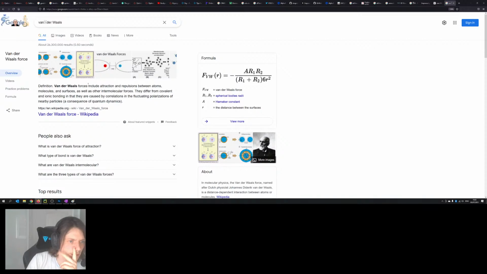Van der Waals forces include attraction and repulsion between atoms, molecules and surfaces, as well as other intermolecular forces. They differ from covalent and ionic bonding in that they are caused by correlations in the fluctuating polarizations of nearby particles. That's great.